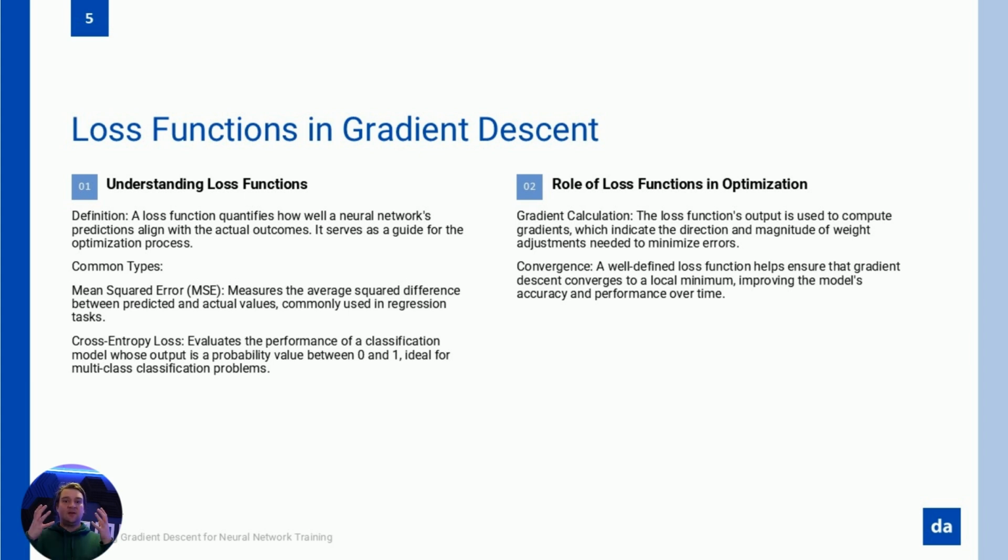So now that we understand how loss functions act as the compass for gradient descent, it's time to focus on the next big piece of the puzzle: learning rates, because even with the best map, if you move too fast or too slow, you might never reach your destination. Let's explore how to master learning rates in the next slide.